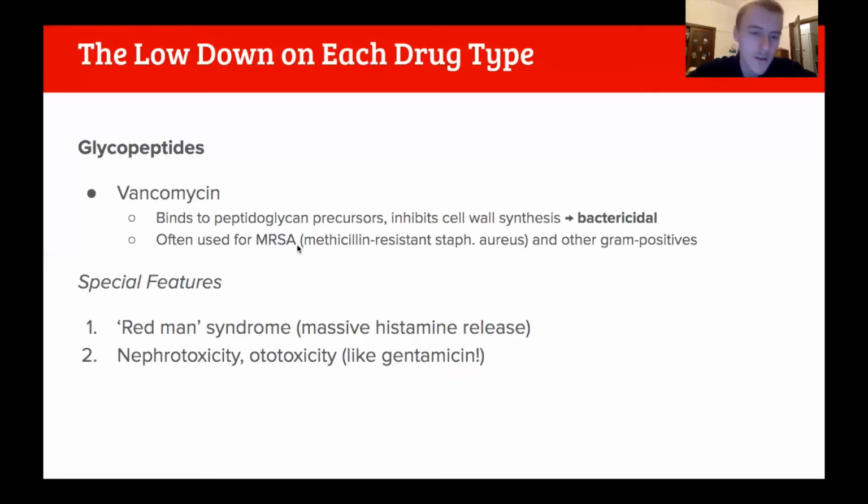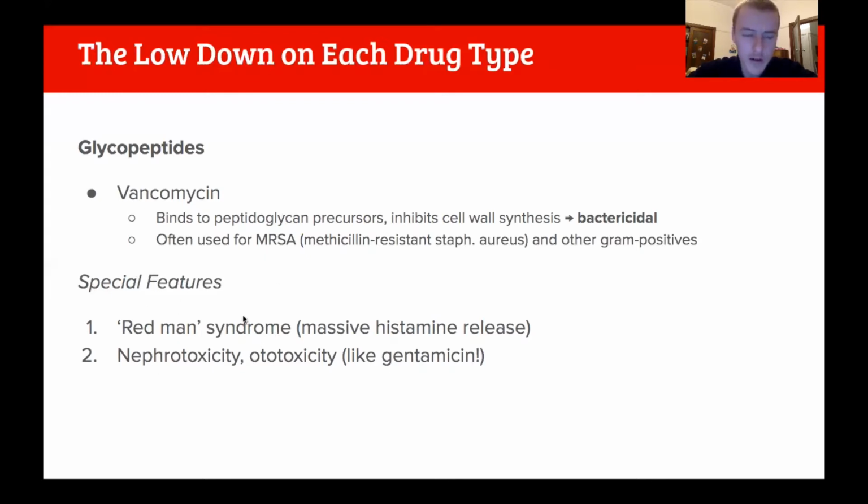Now, we often use vancomycin in methicillin-resistant Staph aureus, and the reason for that is that, well, it's methicillin resistant. So penicillins are no good against a lot of Staph aureus, especially the Staph aureus that's found in hospitals. So vancomycin is one of the drugs that is a candidate for treatment of MRSA. It's also good for other gram-positives because of its mode of action.